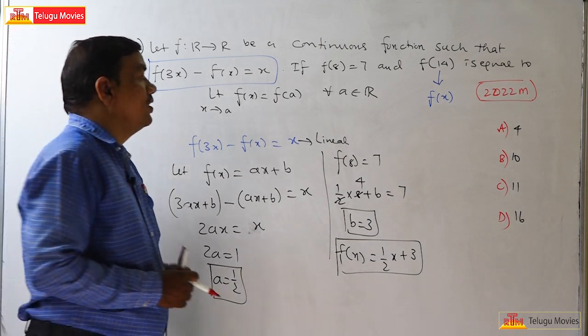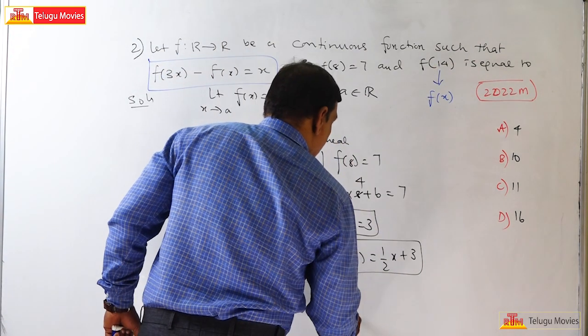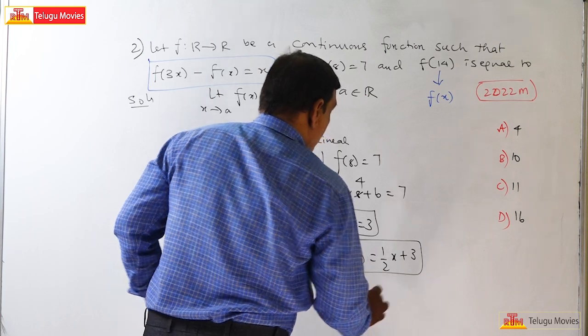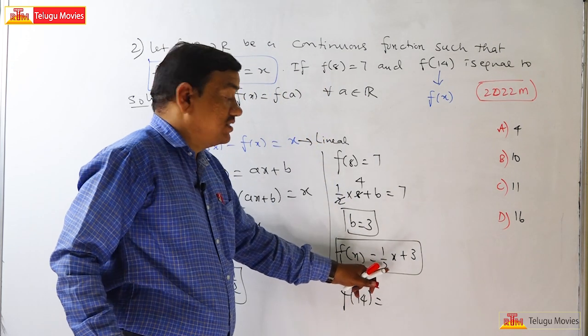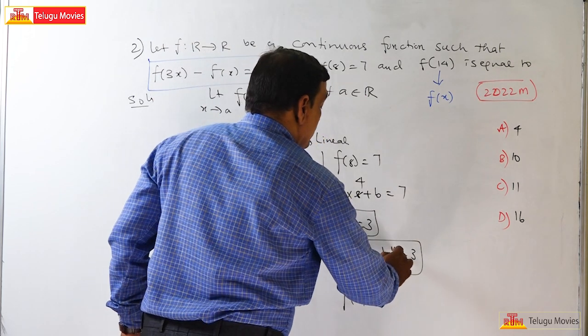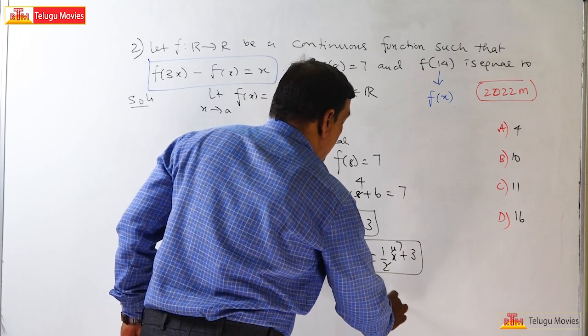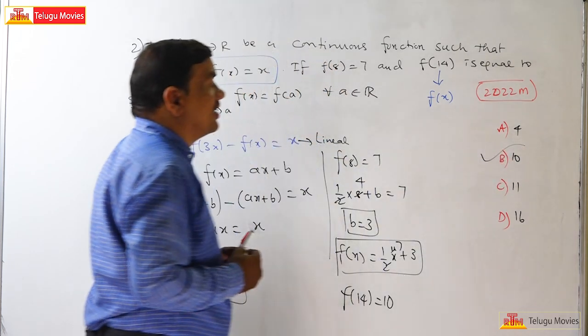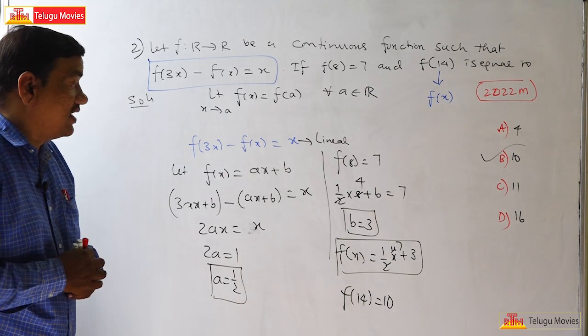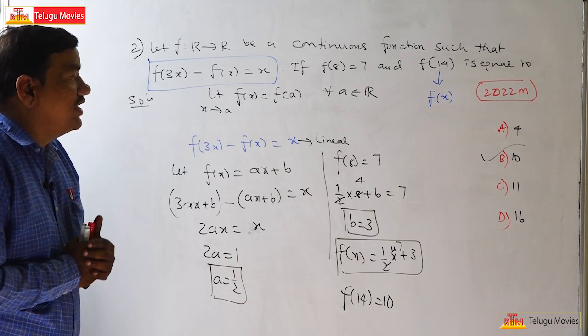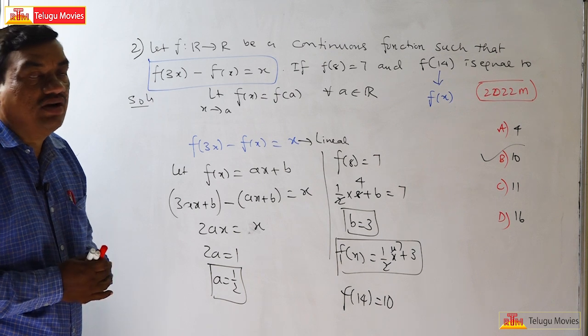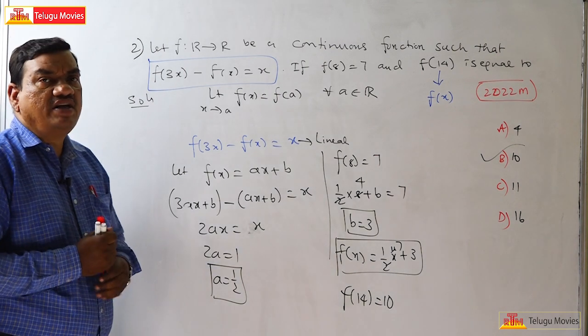Now we want to find f of 14. f of 14 is equal to, substituting 14 here, 1 by 2 times 14, which is 7, plus 3, which is 10. So option B is the right answer. f of 14 is equal to 10. So option B will be the correct answer. Very easy problem this is.